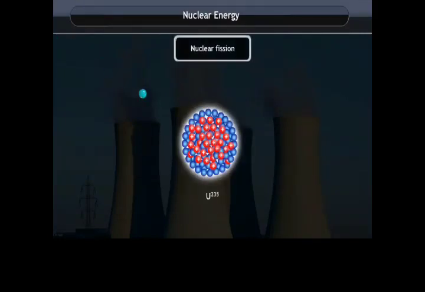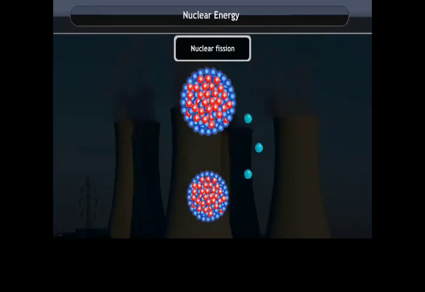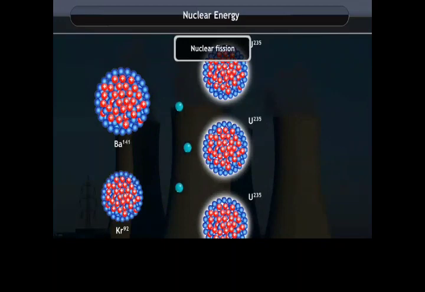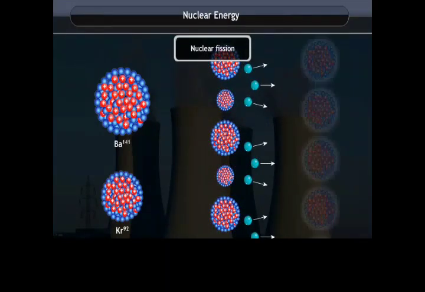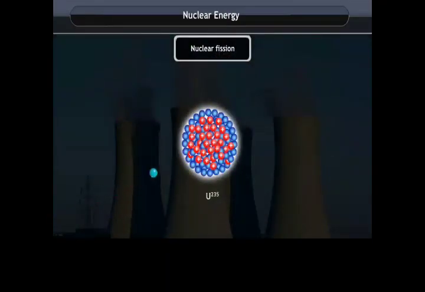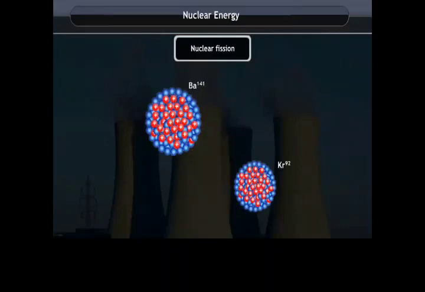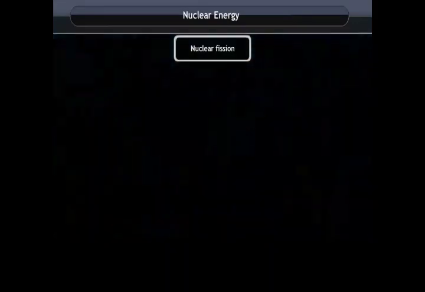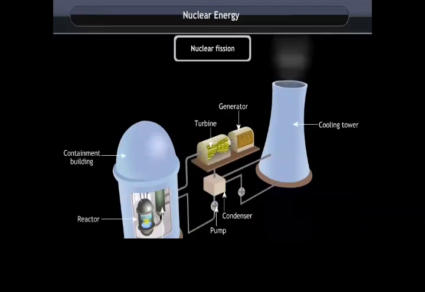Nuclear fission. Nuclear fission is a nuclear reaction in which the nucleus of a heavy atom like uranium and plutonium splits into smaller nuclei with the release of a large amount of energy. It is used to make atom bombs and to produce electricity. In a nuclear power plant, the heat energy produced by a controlled nuclear fission chain reaction is used to produce steam, which rotates the turbines of generators to produce electricity.